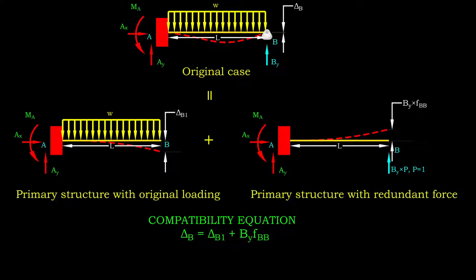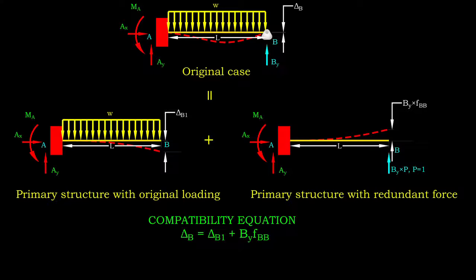From the second analysis case, we determine the counteracting deformation FBB due to a unit of force. The subscript BB denotes that we are interested in the deflection at B due to a unit load exerted at point B. By substituting these deflections into a compatibility equation, we can solve for the magnitude of redundant reaction that produces desirable counteracting deformation. Our primary structure is a cantilever beam.